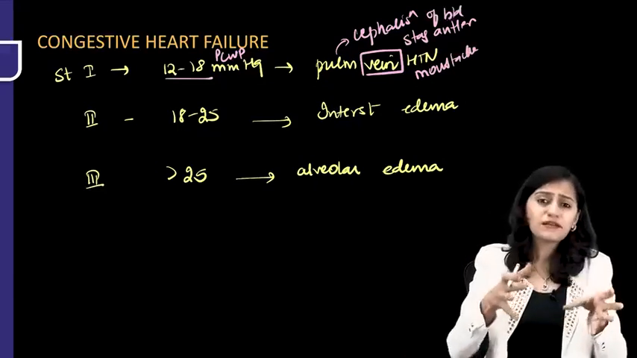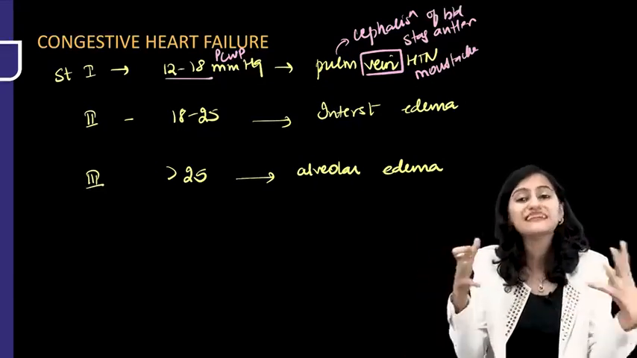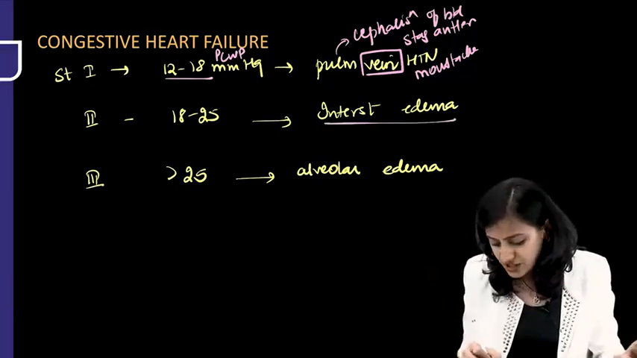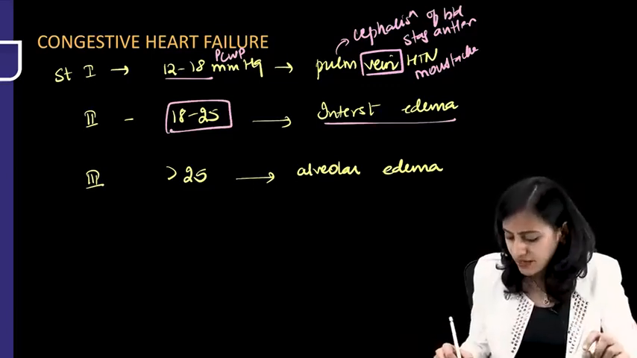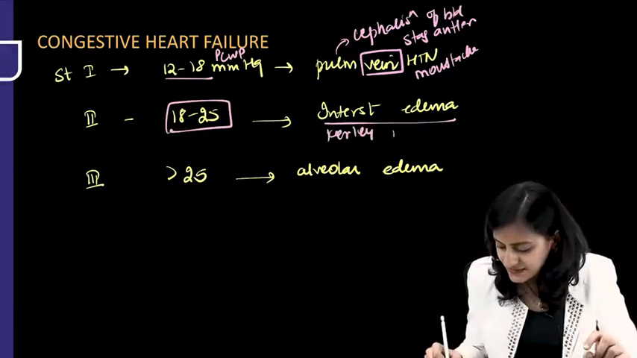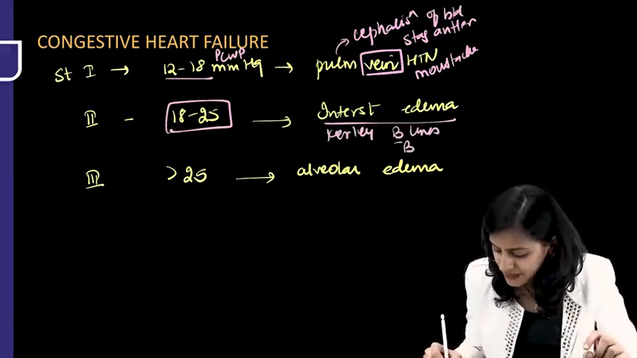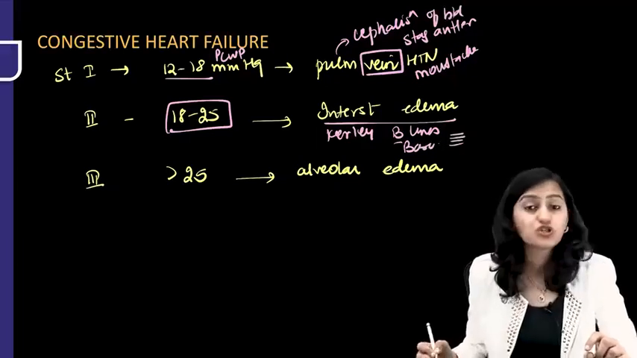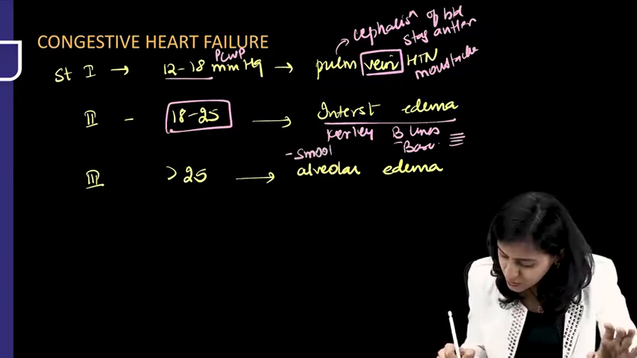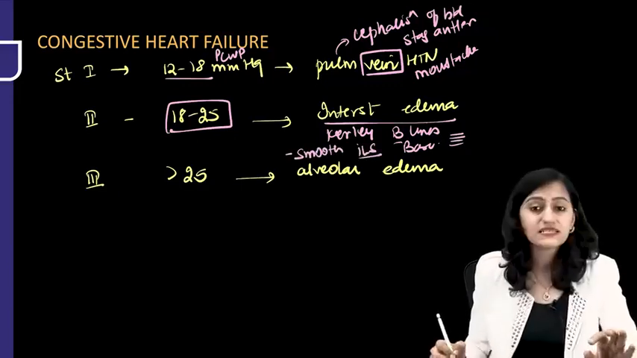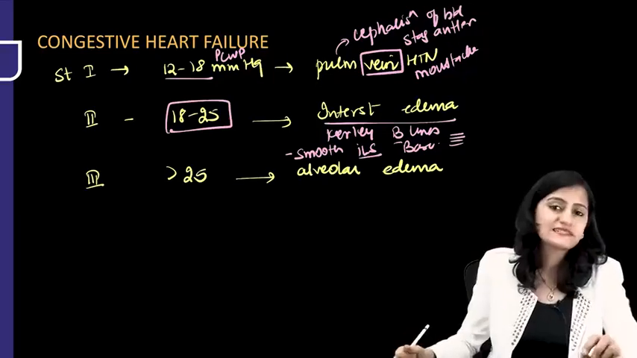Next, from the pulmonary veins, the fluid goes into the interstitium. So we have interstitial edema, stage 2, 18 to 25. This interstitial edema on the chest X-ray presents as the curly B lines. B means these are present at the base, the short horizontal lines. And on CT, this presents as smooth interlobular septal thickening because of the fluid in the interstitium.